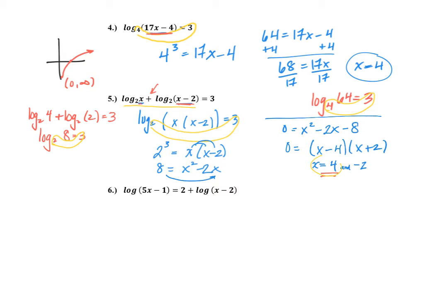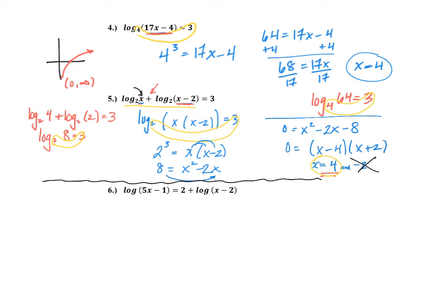Let's go and check negative 2. I'm going to do this a little bit quicker. If I take the negative 2 and I plug it in, here's my first hiccup. If I plug negative 2 into this position here, I'm going to have a negative argument, so that negative 2 is out of there.